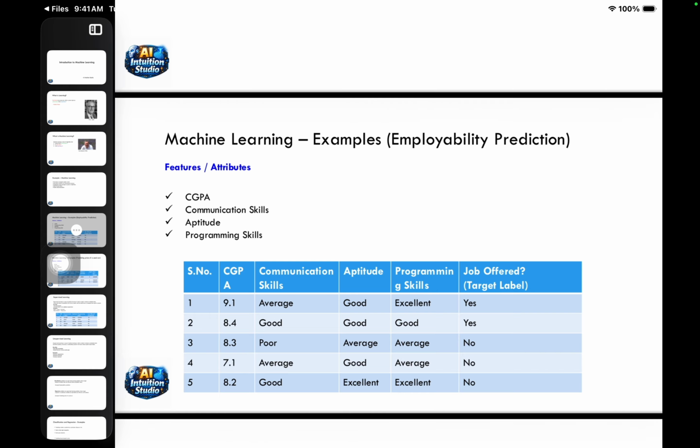Notice something important here. There is no single feature that decides employability. Machine learning works by combining many weak signals to predict the target label. This idea, learning from features to predict a target, is the foundation of most predictive systems.